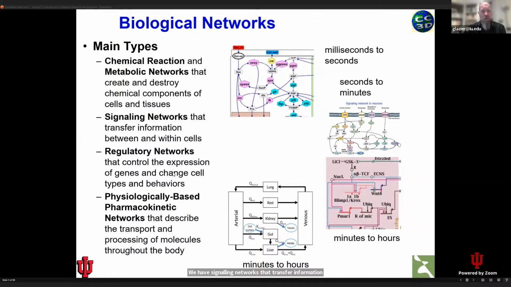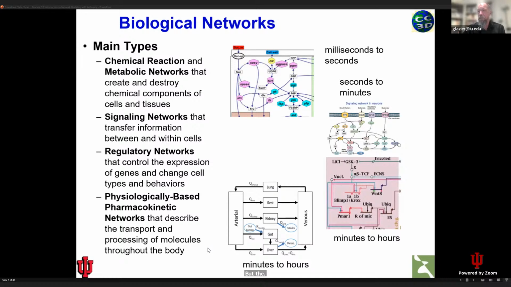We have signaling networks that transfer information from outside cells to inside cells and within cells. Those typically operate on time scales of seconds to minutes, and signaling networks are something that people model a lot dynamically. There are gene regulatory networks that switch the expression of genes in the cell, and those operate on time scales of minutes to hours. There's a tendency to draw them as sort of logic diagrams. In fact, they're more complicated than that, but the approximations aren't too bad.